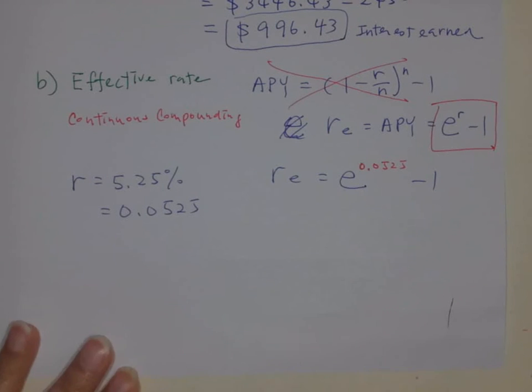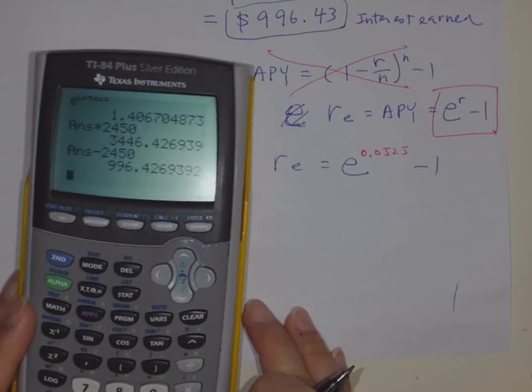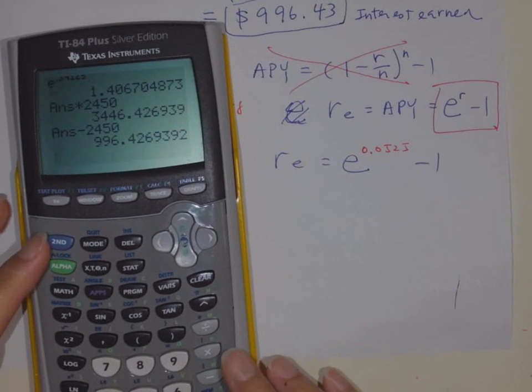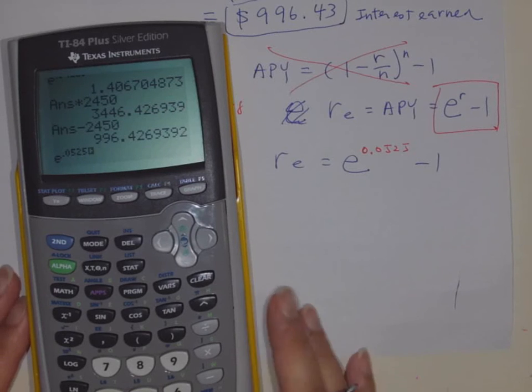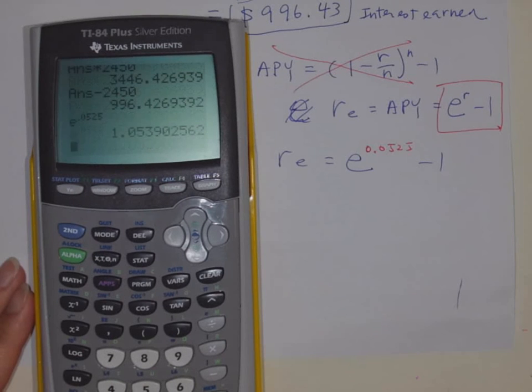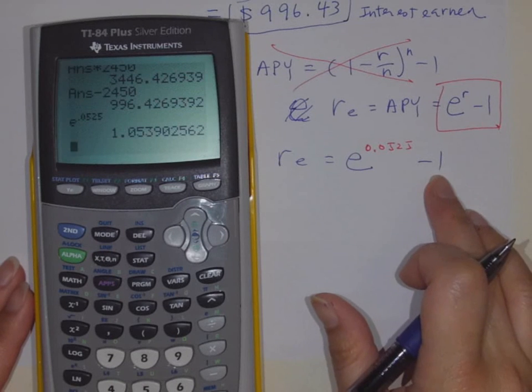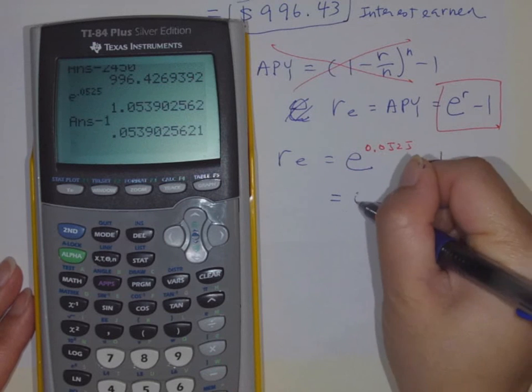So make sure you know how to plug it into the calculator. If you need to pause the video anytime to catch up, please feel free to do it. Okay, so on my calculator, I need my E, which is second ln, right? And then 0.0525 on the graphing calculator. On the scientific, it's just next to the E. Enter first. So that's the number, and then I need to subtract 1, right?